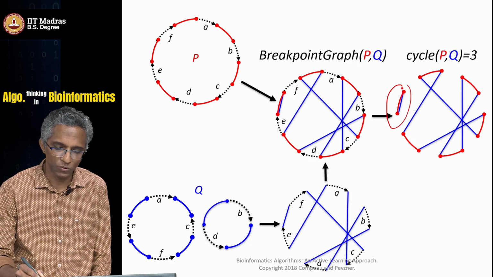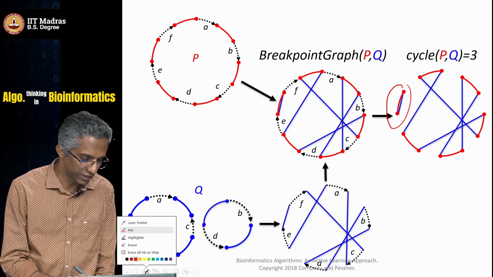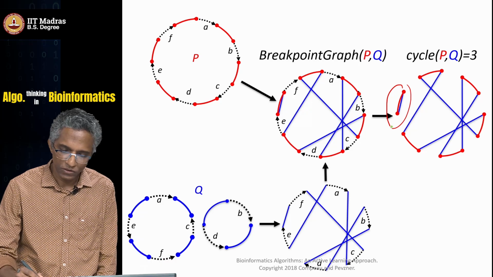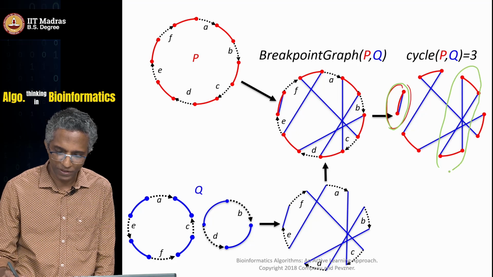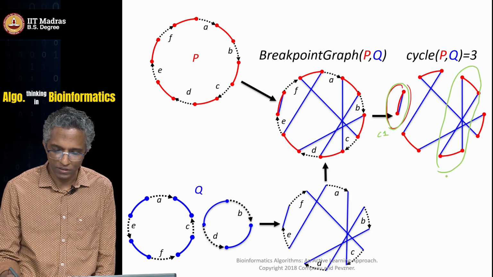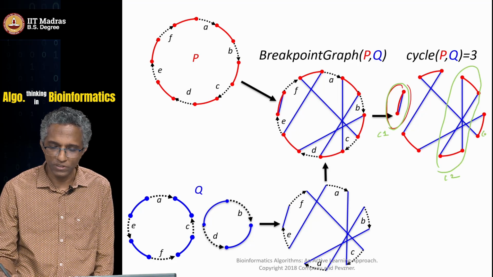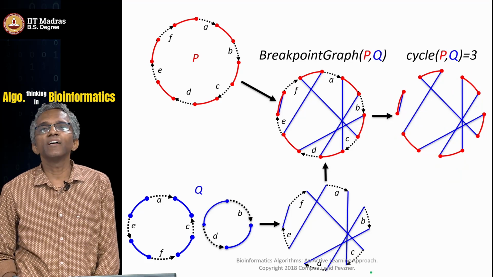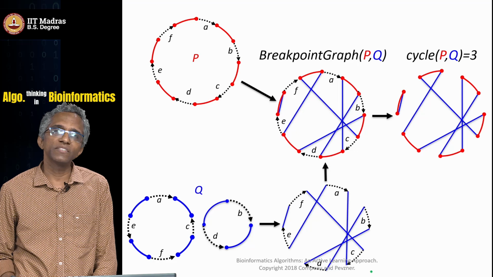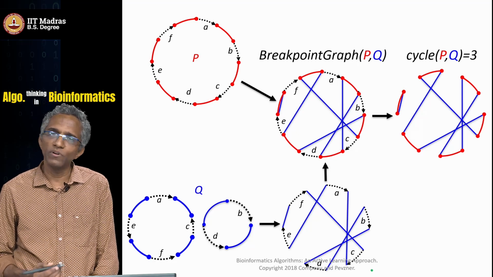One cycle is over here. Maybe I will change the color here. So one cycle is over here, another cycle is over here. So this is cycle 1, this is cycle 2, and then the remaining one is cycle 3. So there are three cycles here. In this example we had three cycles. Let us look at what maximum number of cycles we can get in this example or in a general example.